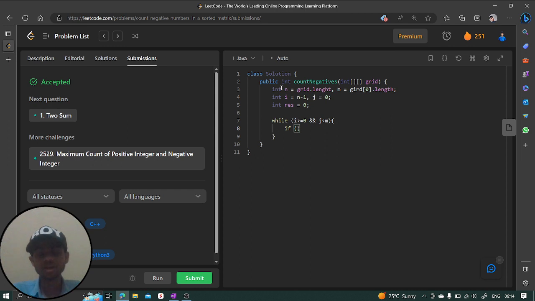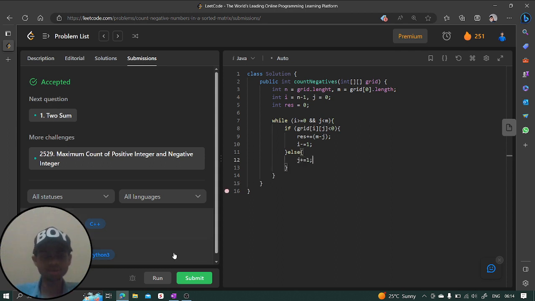and check it now. If grid of i and j is less than 0, that means that number is negative. So first of all, you have to take all the numbers. So result plus equal to m minus j, and after that you can move upside, right? So i minus equal to 1. You are going to decrement by 1 row, right? And here else you can say j plus equal to 1.